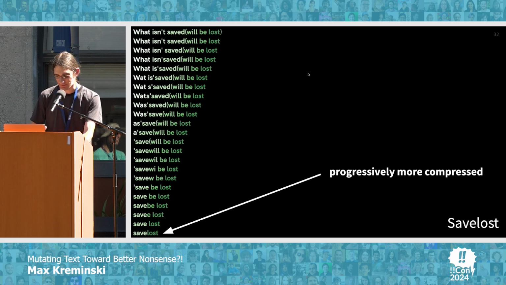And we end up with something like "Savelost," which is the name of the system, actually. The same system sort of named itself. And you get this progressive compression of the sentence into a smaller and smaller unit of language, which is further and further from how humans usually use language, but in some ways trying to get at the heart of what it's trying to say.